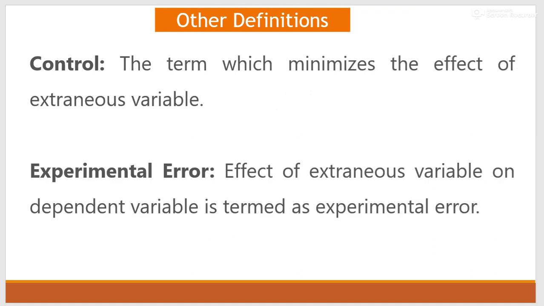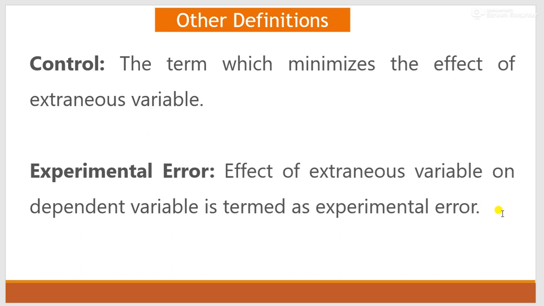We will also discuss some other definitions related to research. First is control. The term control minimizes the effect of extraneous variables. So, to minimize the effect of extraneous variables, we use control. Next is experimental error. The effect of extraneous variables on the dependent variable is termed experimental error.